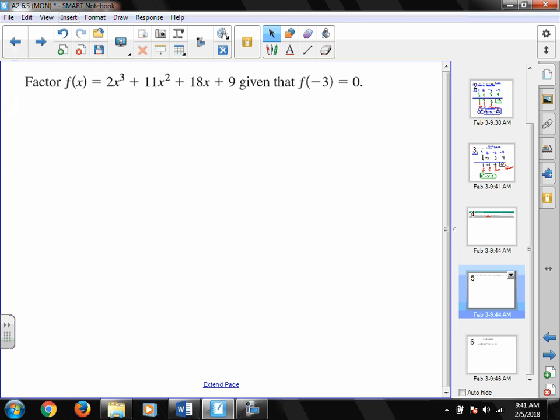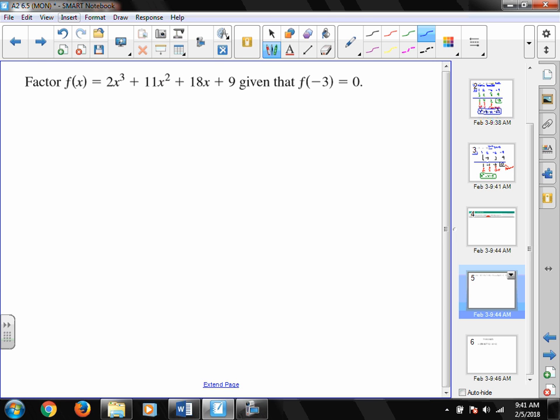Now instead of asking you to divide, we're going to ask you to factor 2x cubed plus 11x squared plus 18x plus 9, given that f evaluated at -3 is 0.